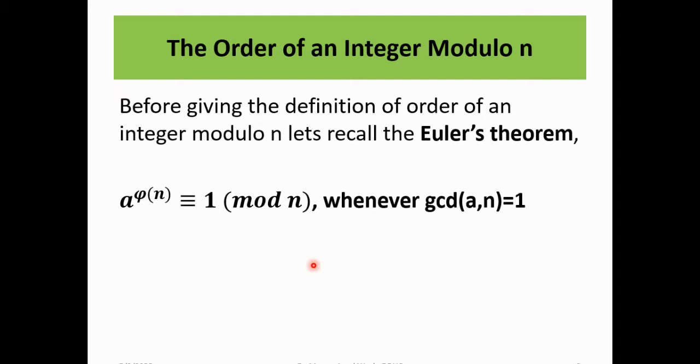Let us recall Euler's theorem first, because order of an integer modulo n will be related to this theorem. Euler's theorem we have already seen in our earlier lecture, but let's see what it is saying. It says that a to the power phi n is congruent to 1 mod n. We already know what is phi n. Phi n is the number of positive integers less than n and relatively prime to n. So a to the power phi n is congruent to 1 mod n whenever a and n are relatively prime. So this is Euler's theorem.